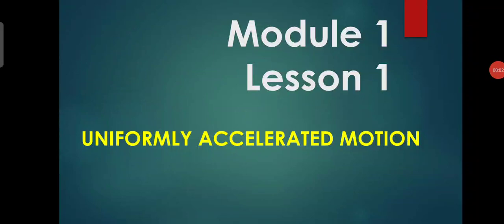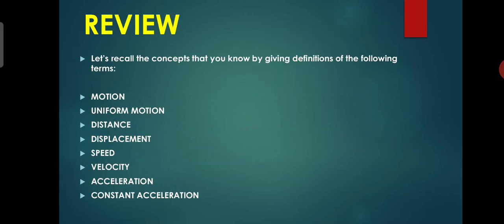Good morning, class. Today we will be talking about Module 1, Lesson 1 in the 4th quarter of Grade 9. And this topic is all about uniformly accelerated motion. But first, let's have a review of what we had in previous grades. These are the terms that you have already encountered in Grade 7 and Grade 8: motion, uniform motion, distance, displacement, speed, velocity, acceleration, and constant acceleration.